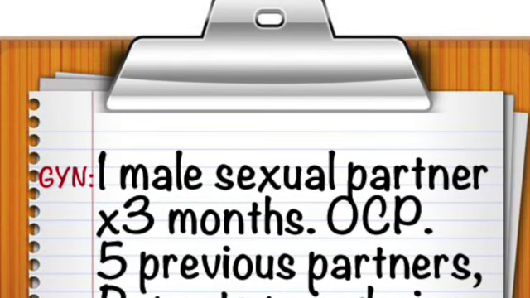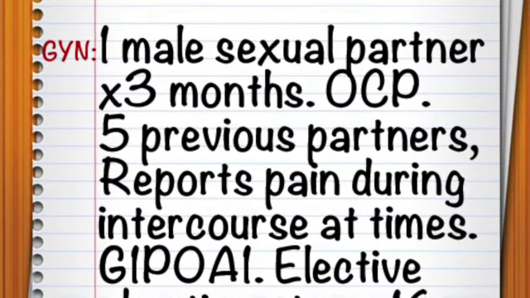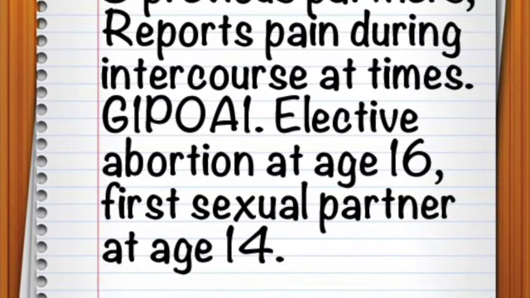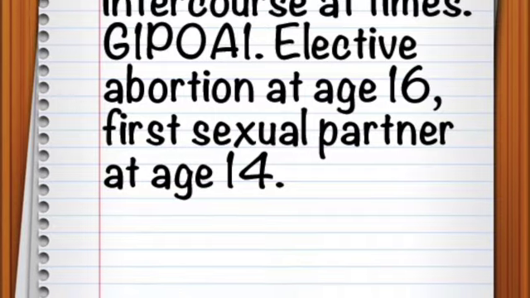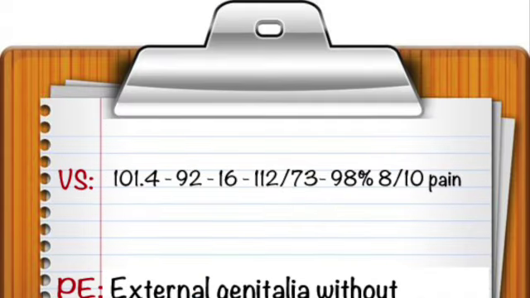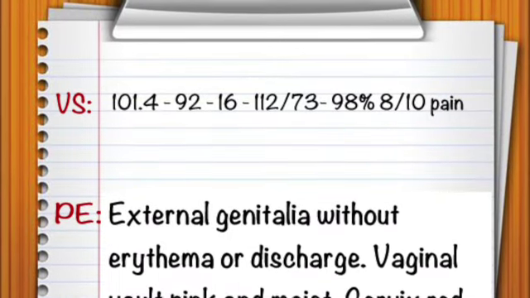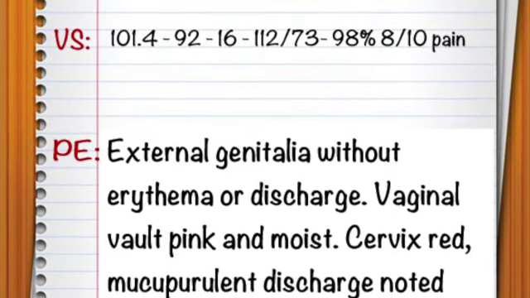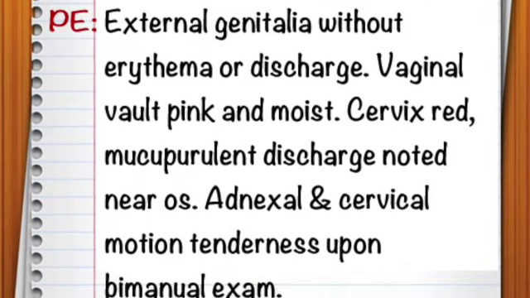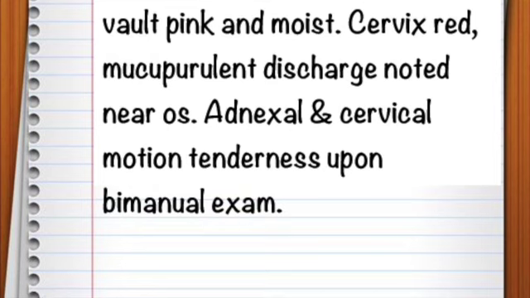Most of her health history seemed insignificant, except she said she had a newer male sexual partner. She said she has had 5 previous partners and reports pain sometimes during intercourse. She also said she has had 1 elective abortion at age 16 and she started having sex when she was 14. Her vitals are stable, but she does have a temp of 101.4. Her physical exam seemed normal, except for when I did her pelvic exam, I noticed the cervix was red, and I saw some mucopurulent discharge at the os. The entire bimanual exam was really painful for her.